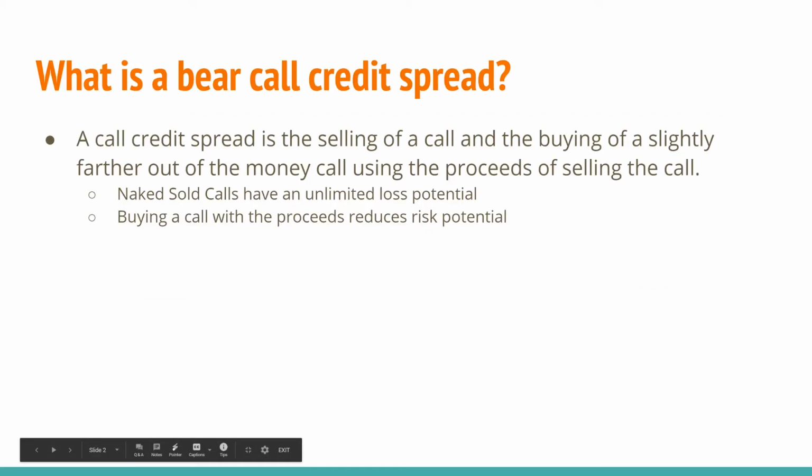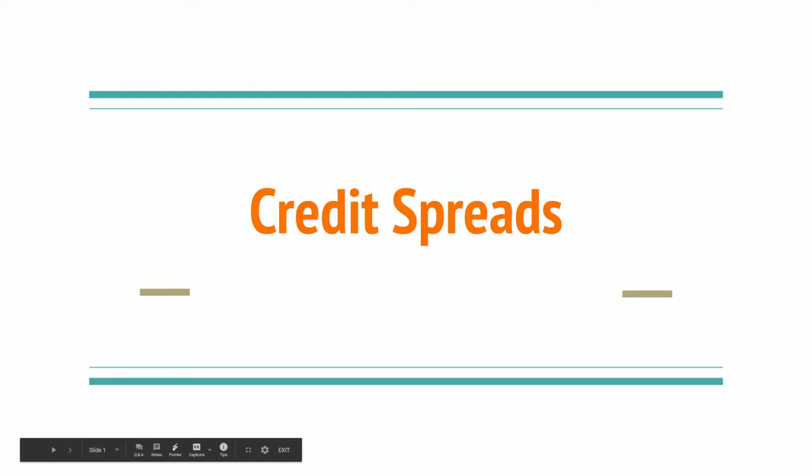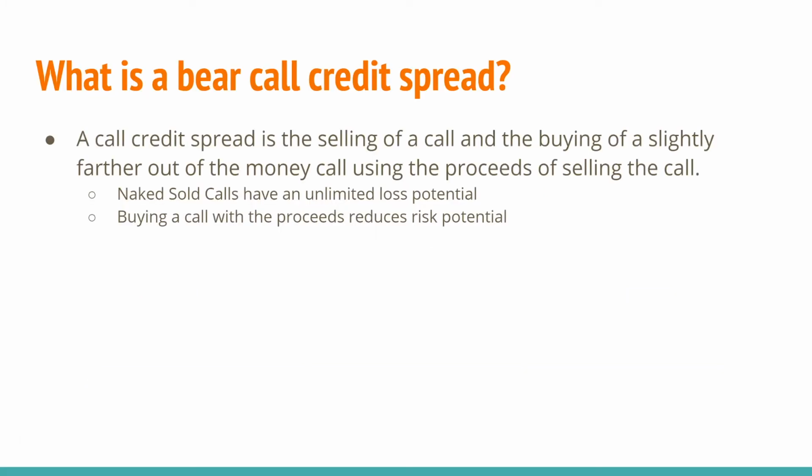So I'm going to explain credit spreads, and there are two main types. The first one is a bear call credit spread, which is the selling of a call and the buying of a slightly farther out of the money call, using the proceeds of selling the call. In the next slide I'm going to use a diagram to show you how that works, so it's okay if you don't understand that.